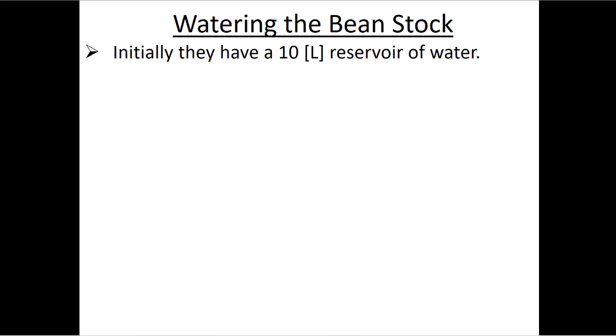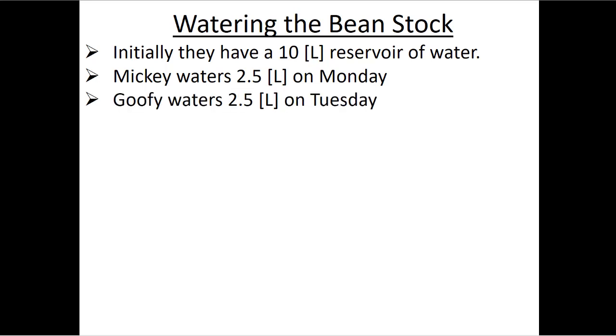So they have a 10-liter reservoir of water outside. Mickey knows that maybe he shouldn't have traded the cow for these seeds, but he wants to make sure that he gets something for this transaction. So he's got his seeds and he wants to water them. He starts with 10 liters in the reservoir. On Monday, he waters the beans with 2.5 liters of water.